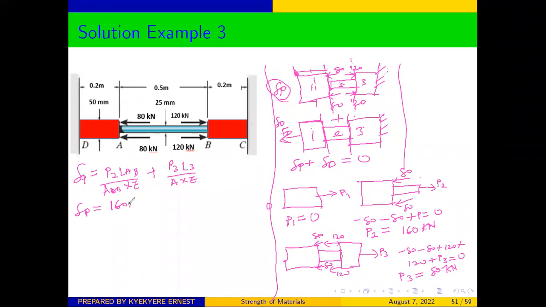And from there, we just put in our values. We have 160 for P2 times 10 to the power 3, times the length of A to B, which is 0.5, over the area, which is 3.142 times 0.025 squared over 4, times 180. The modulus of elasticity for that material is 180 gigapascal, which is times 10 to the power 9, plus P3. So P3, we are going to get negative 80. Sorry, from here it was supposed to be negative 80. Do that correction.